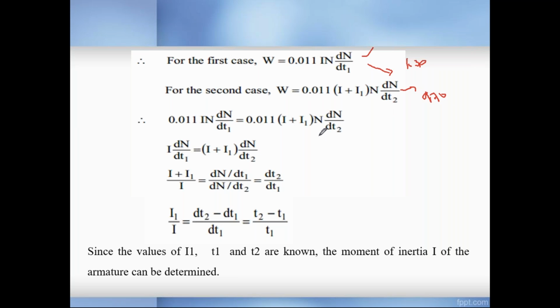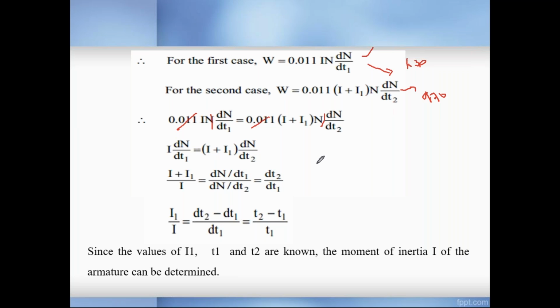Now in the ideal case, we are going to equate these two cases, 0.0011 I dN by dt1 equals 0.0011 (I plus I1) dN by dt2. If you equate these two terms, the common parameters will get cancelled. So finally I dN by dt1 equals (I plus I1) dN by dt2.